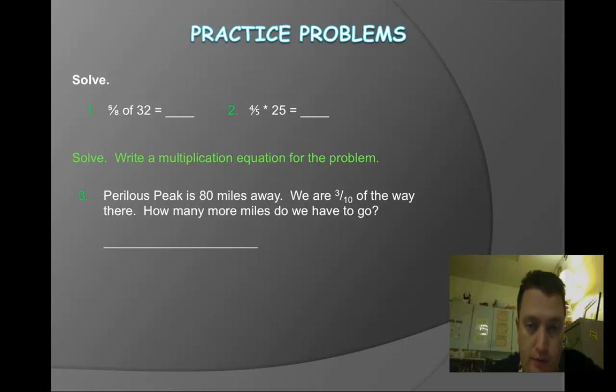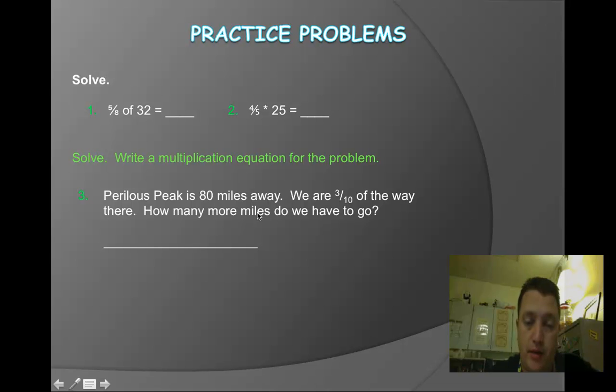Here are your practice problems for tonight, okay? You need to solve problems 1 and 2. If you're struggling with these, remember to figure out what 1/8 or 1/5 of these is, and then multiply that times the number of eighths or fifths that you have, okay? Now, you're going to solve this one down here and write an equation for the problem. Again, I don't need you to copy down the word problem, but I need you to show me your work and your equation along with your answer, okay?